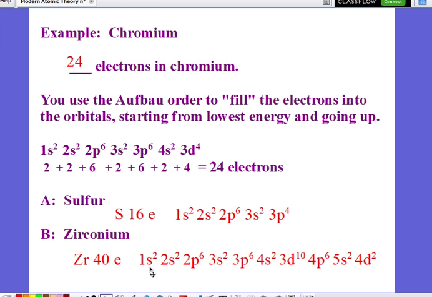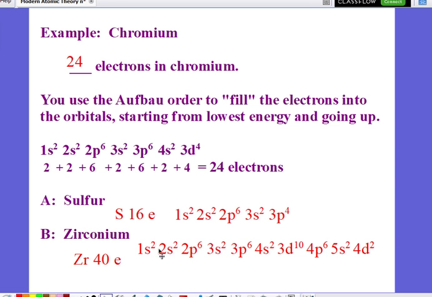They represent how many electrons are in each energy level. 2 in this one, 2 and 6 on this energy level, 2, 6, and 10 on the third energy level. So we're representing where all of these electrons are.